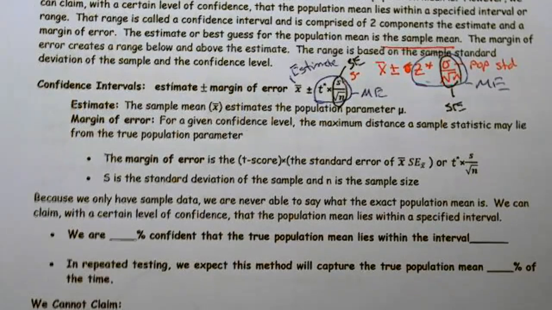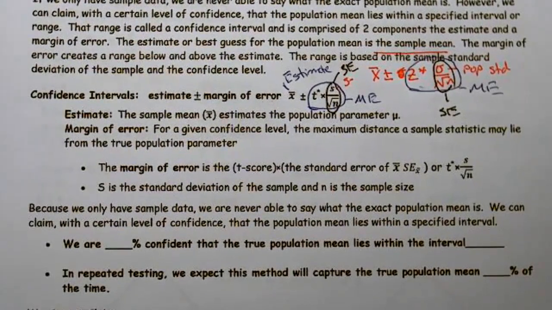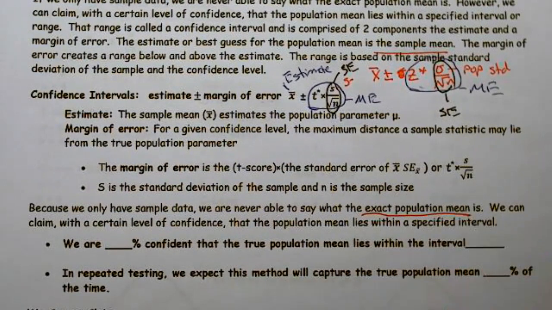Okay, so what can we say about our confidence interval? Well, because we only have sample data, we're never ever able to say what the exact population mean is, which is kind of sad because we'd like to know it. But we can estimate and say, oh, it's between this and this. So what we say is we are 95% confident that the true population mean lies within our interval, or if we did a 90%, we are 90% confident. And we can also say that if we do this over and over again, we expect our method to capture the true population mean 95% of the time.